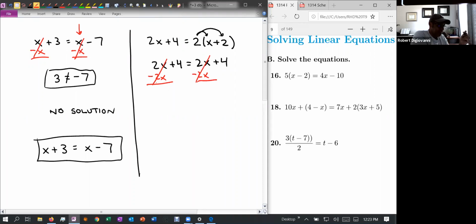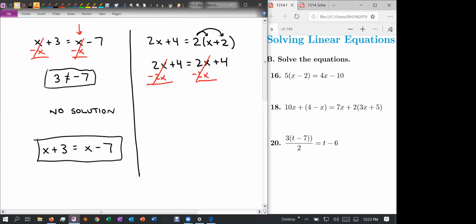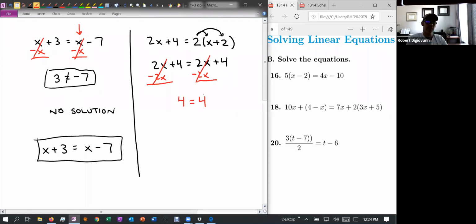And then we would get what? 4 equals 4. Now that is true, isn't it? Yeah. That is true. When is that true? Always, right? 4 is equal to 4 every day of the week. So what does that mean in terms of an answer? Instead of no solution, our answer is actually any number you pick will work.